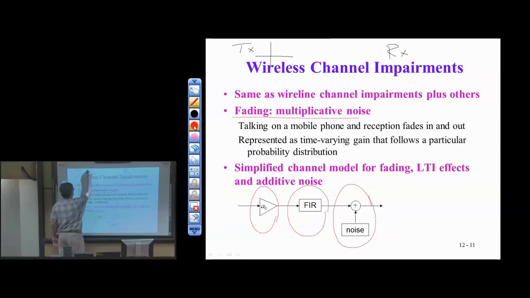So my transmitted signal is a short pulse, goes over an acoustic channel. I have the line of sight, but there's some delay to get there, right? There's some delay based on the speed of propagation in the environment.